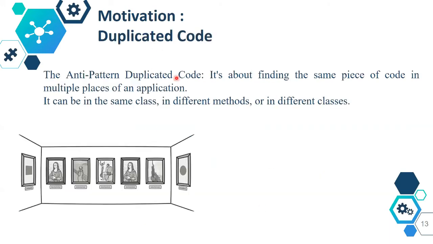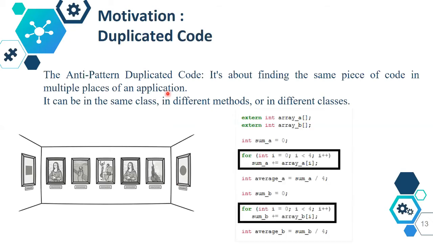We have the duplicated code. It's a bad quality of the code. One of the anti-patterns is the duplicated code. It's to find the same piece of code in multiple places inside our application. This kind of code can be recognized as a feature in one program. That's why we need to resolve this problem before trying to identify the different features for our software product line.